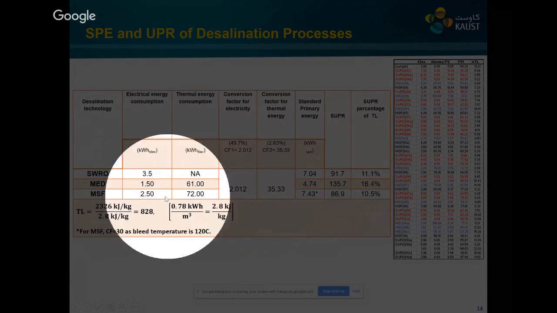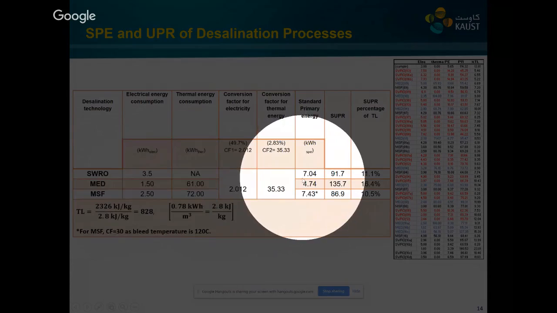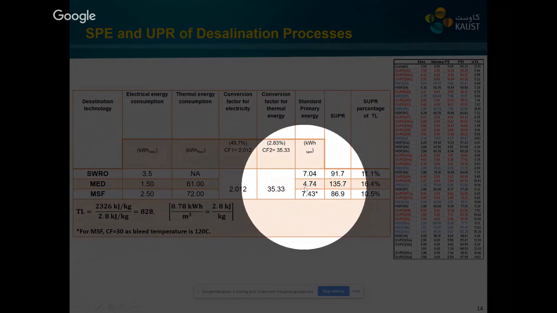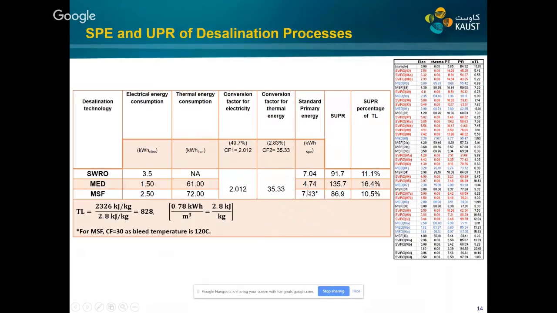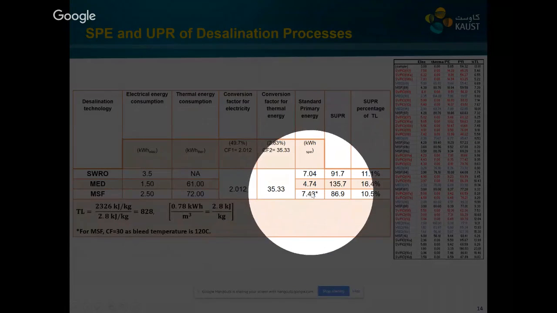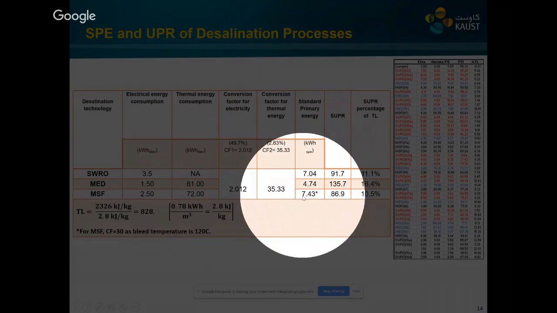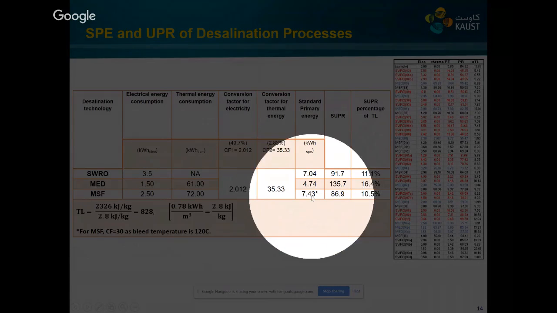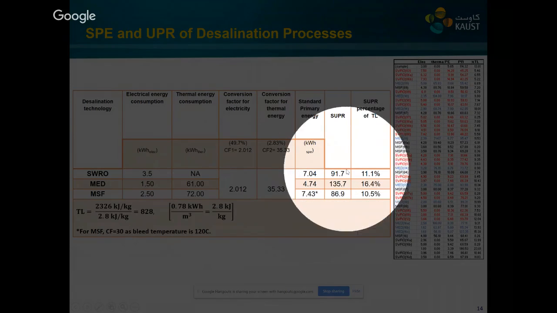So we can see RO actually consumes 7.04 kilowatt hour standard primary energy per cubic meter, while MED is 4.7 and MSF is 7.43. Now you can see from here very clearly which process is more efficient, because this standard primary energy is a common platform where we converted all the energies to the standard primary energy, and we can compare fairly and accurately. We also tried to find out the standard universal performance ratio.